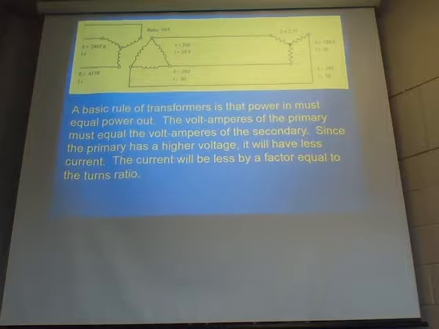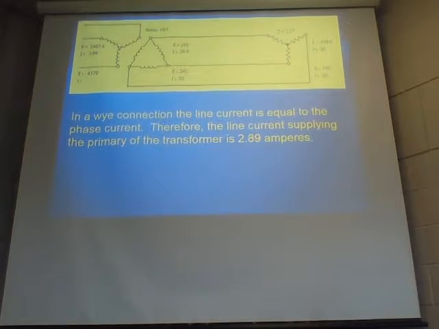A basic rule of transformers is that power in must equal power out. The volt amps of the primary must equal the volt amps of the secondary. Since the primary has a higher voltage, it will have less current. The current will be less by a factor equal to the turns ratio. You got 28.9 amps here. Turns ratio is 10 to 1, higher voltage, lower current, 2.89 amps. In a Y connection, the line current is equal to the phase current. Therefore, the line current supplying the primary of the transformer is 2.89 amps.